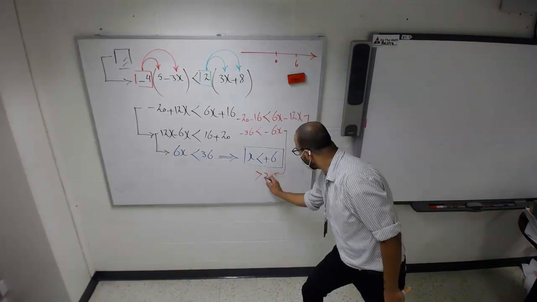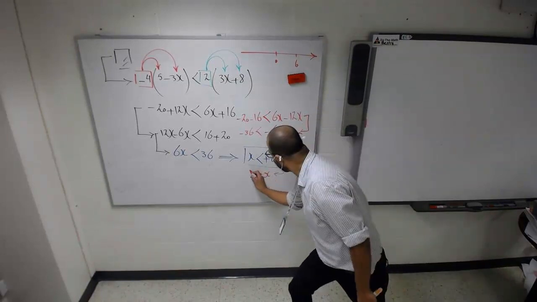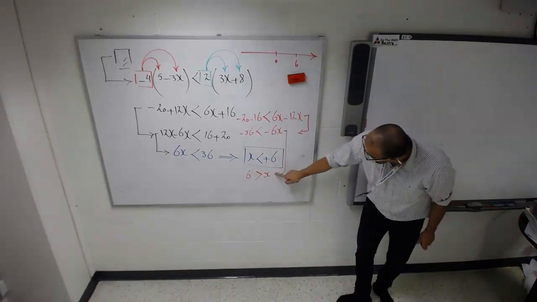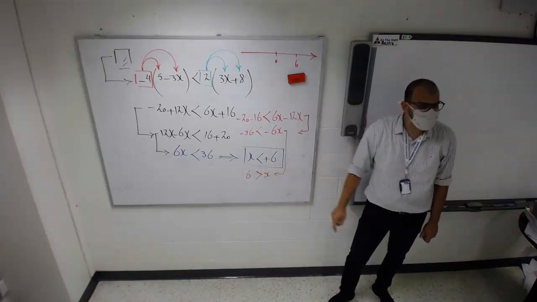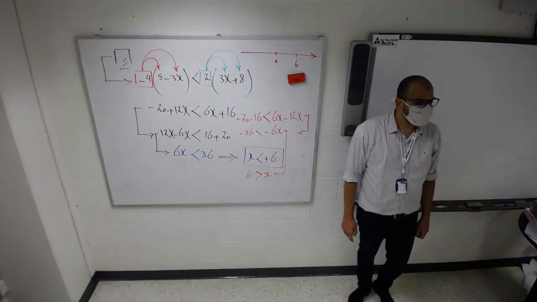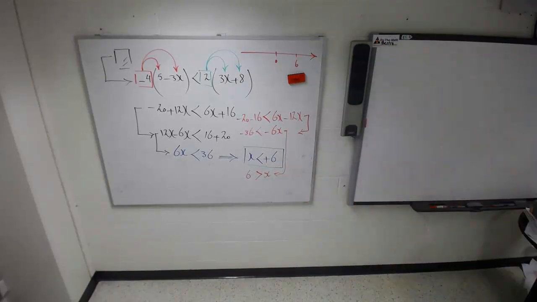You have x, and you have 6. How is that different from this? The sign. x is less than 6, x is less than 6. Okay, it's just written the opposite way. We got the same answer. Kate, do you notice it's the same answer?